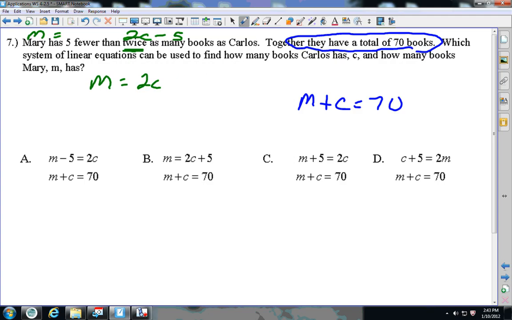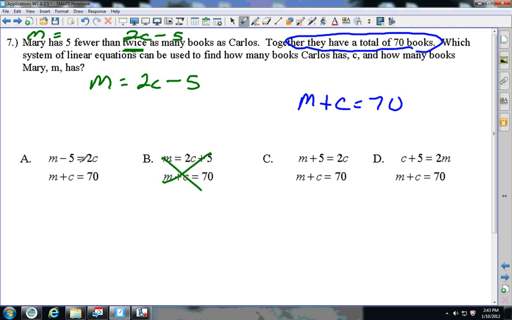Well, I know that Mary, okay, so it has m equals here. Now, how would they have gotten this answer? I'm trying to figure out what they're doing here to be able to eliminate some of my answer choices. Let's see about this one. This one says m equals 2c plus 5. Well, I know it's fewer than. It should be subtract 5, so this is not a good answer.